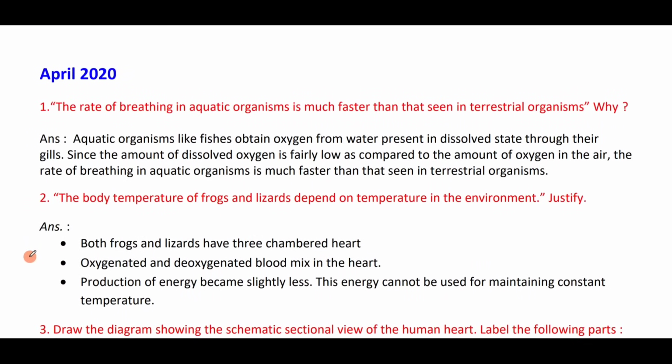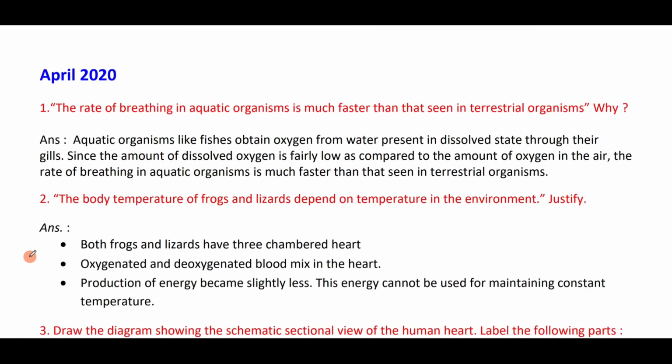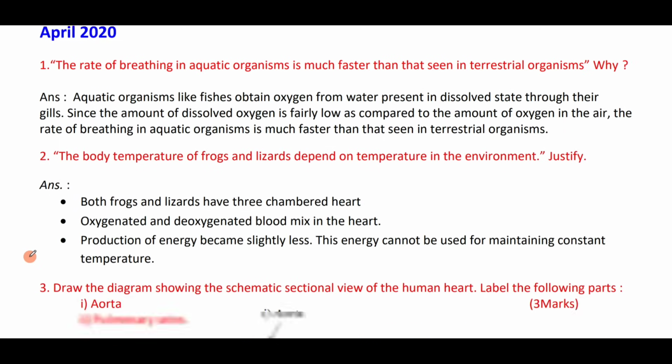Next question. The rate of breathing in aquatic organisms is much faster than that seen in terrestrial ones. Why? Because the oxygen present in the water is in the dissolved form, and the amount of dissolved oxygen is fairly low as compared to the amount of oxygen in the air. Therefore, the rate of breathing in aquatic animals is much faster than that seen in terrestrial organisms.